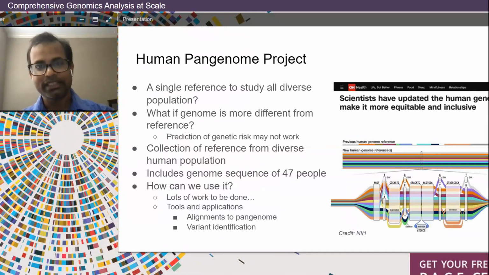So the next question is whether a single reference is enough to study all the diverse populations, and also what if the genome is more different from the reference? In that case, prediction of the genetic risks may not work very well. So for that, the Human Pangenome Project has released the genome sequences of 47 people, and that is a collection of references from diverse human populations. You could see there was some news for this release, and here is a link for the CNN Health article that says scientists have updated the human genome to make it more inclusive. And this figure basically shows the representation of the pangenome.